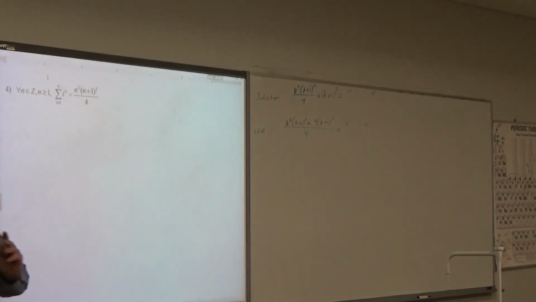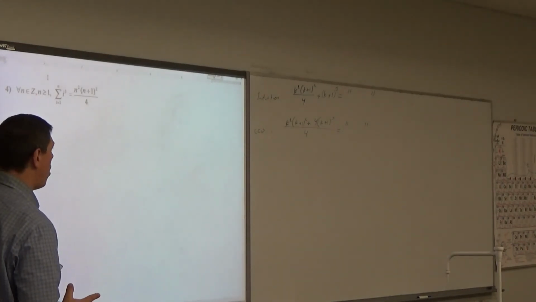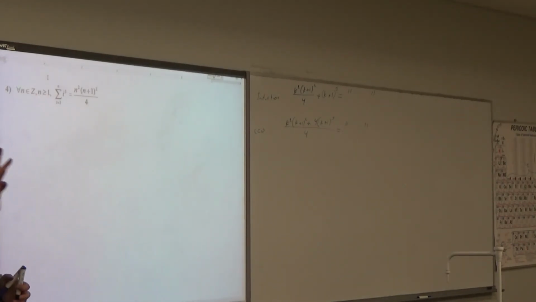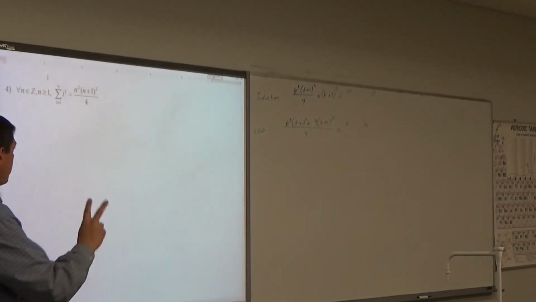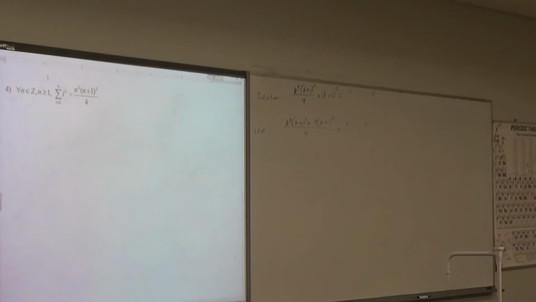I don't think there's anybody in here that wants to FOIL that out, because now you get a 4th degree polynomial. Okay, you don't want to deal with factoring that. We don't want to deal with even factoring 2nd degree polynomials. So we're going to try to factor a GCF out if we can.